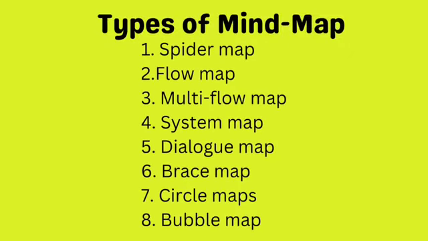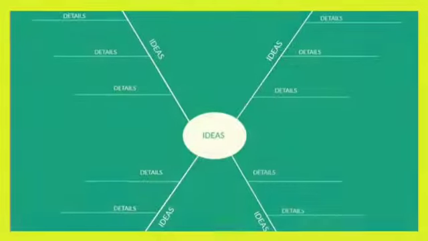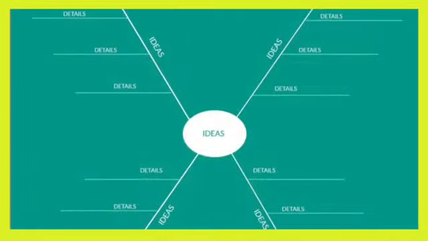Now there are multiple kinds of mind maps. Let's talk about 8 mind maps. First one is spider mind map, then flow map, then multi-flow map, system map, dialogue map, brace map, circle map, and bubble map. First we will talk about spider map.